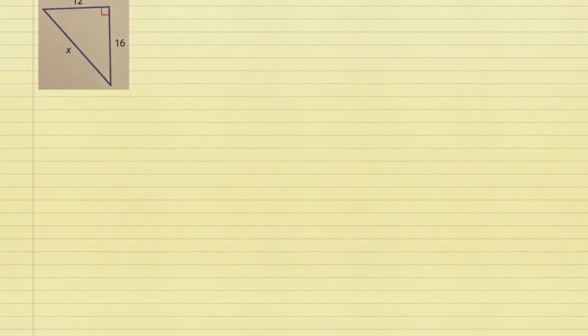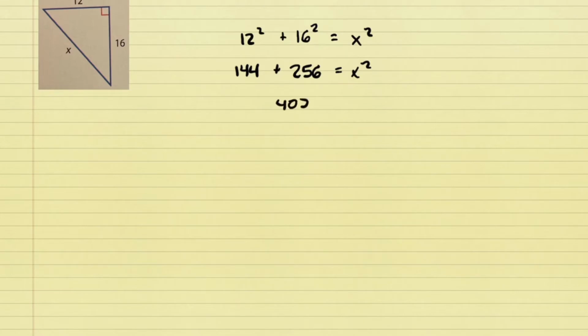So we have A and B are 12 and 16, so I have to square each of those. How I know those are A and B: they touch the 90. And then my hypotenuse is the C in this particular case, and that's x. 12 squared is 144. 16 squared, I believe, is 256. 16 times 16, 256. All right, I'm going to add those two together. So 256 plus 144 is perfectly 400.